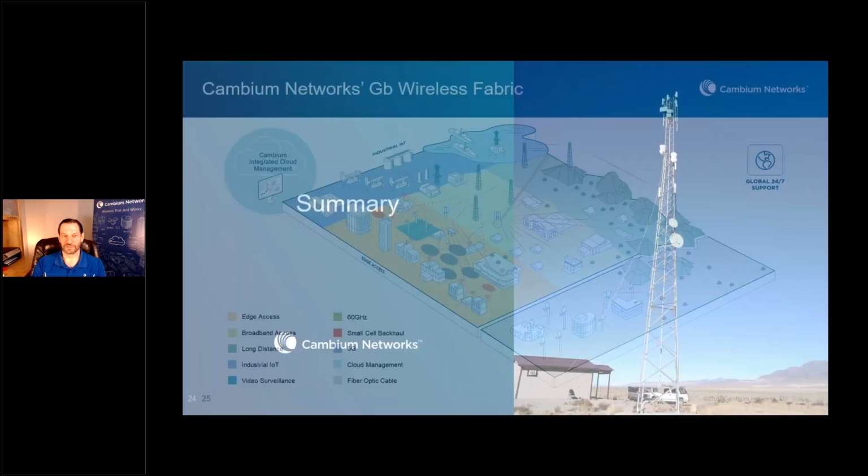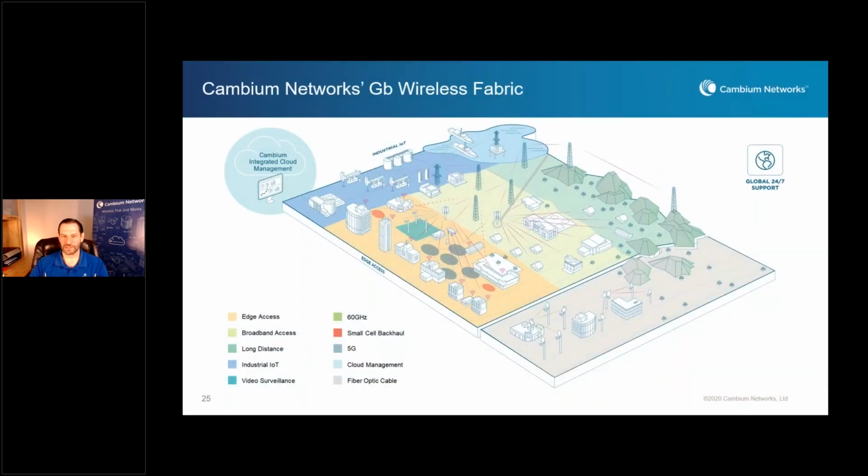So in summary, Cambium Networks has this wireless fabric, and it does many different things. We have a huge, wide and deep portfolio these days that supports many different bands. We work alongside regulators around the world to try to free up and make spectrum more usable. And spectrum sharing is an avenue that we can do that with.